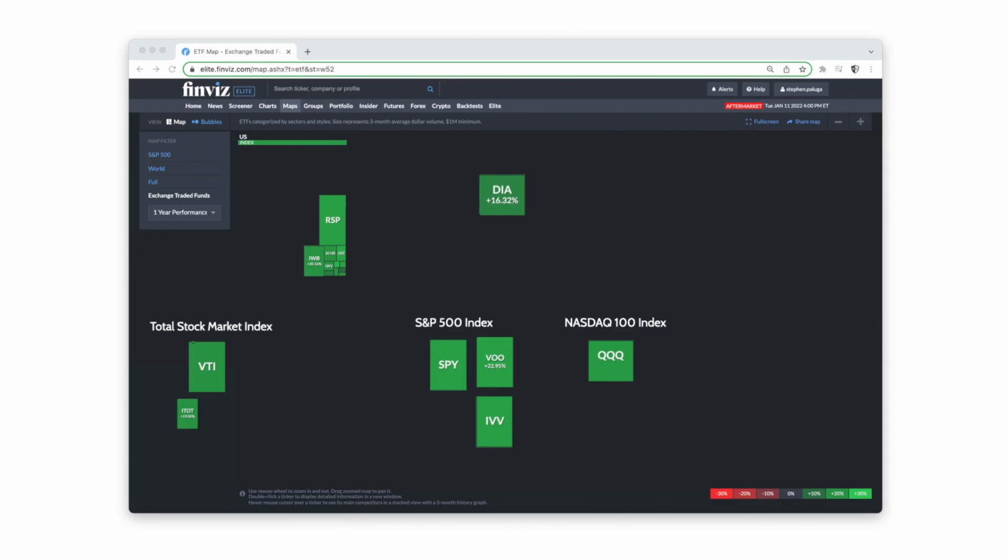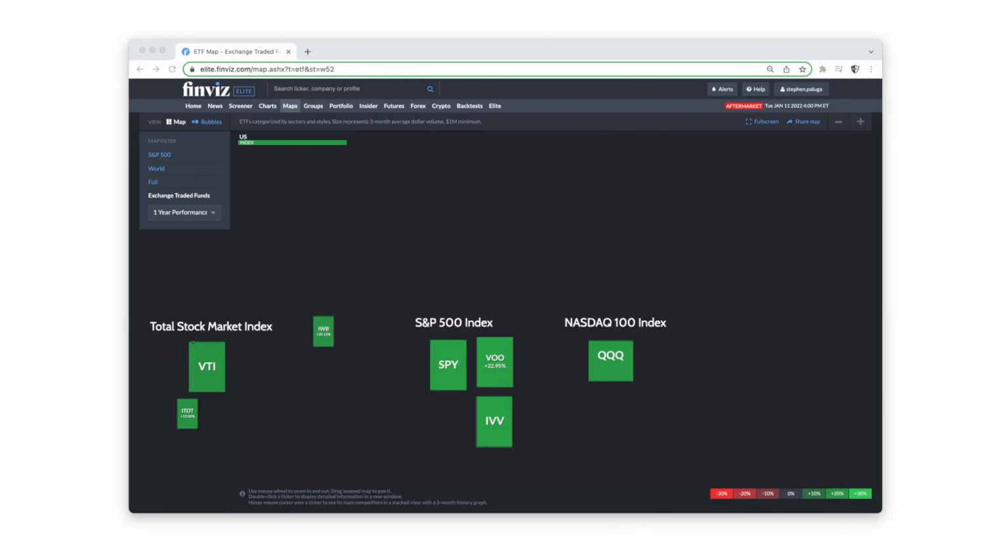DIA tracks the Dow Jones Industrial Average and has 30 stocks in it. RSP is the S&P 500 Equal Weight ETF. The underlying holdings of these investments are not performance weighted, so let's get rid of them. There are some absolutely great investments in this group, but for simplicity's sake, let's get rid of them for now.